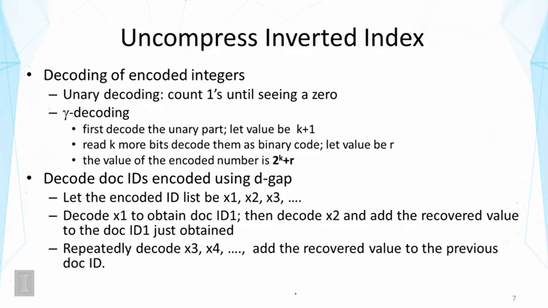So we have to add the decoded value of x2 to ID1 to recover the value of the ID at this second position. So this is where you can see the advantage of converting document IDs into integers, and that allows us to do this kind of compression. And we just repeat until we decode all the documents. Every time we use the document ID in the previous position to help recover the document ID in the next position.